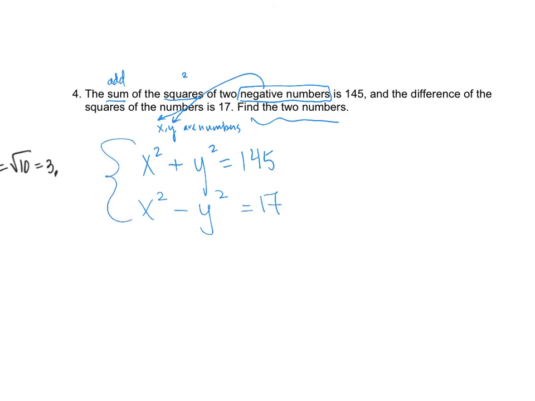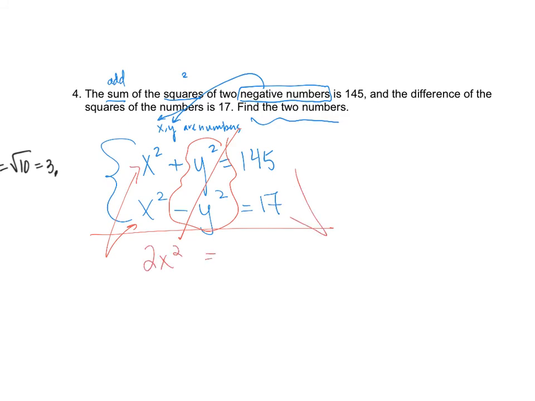Now this equation doesn't have y equals or x equals, so this one is set up to use the elimination method. If I add the equations together, the y squareds would end up canceling out. So let's do that. We're going to eliminate the y. So here we have x squared plus x squared. That's 2x squared. 145 plus 17 is going to be equal to 162.